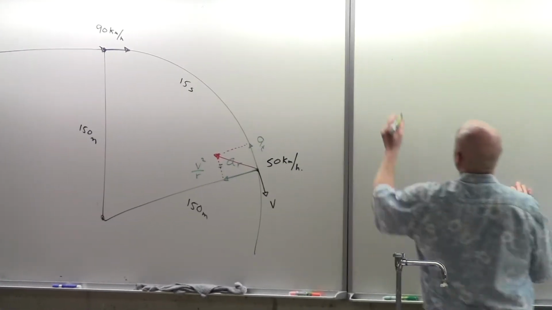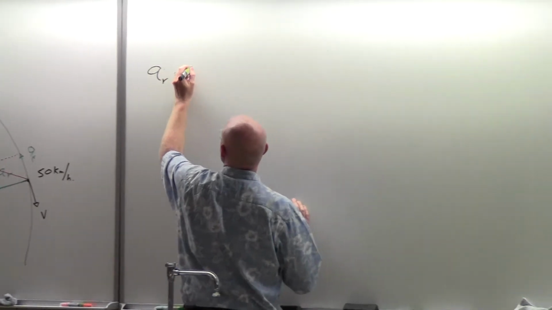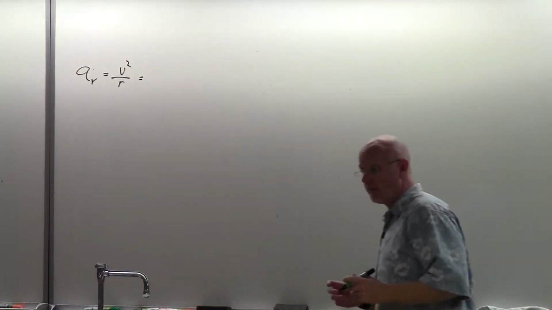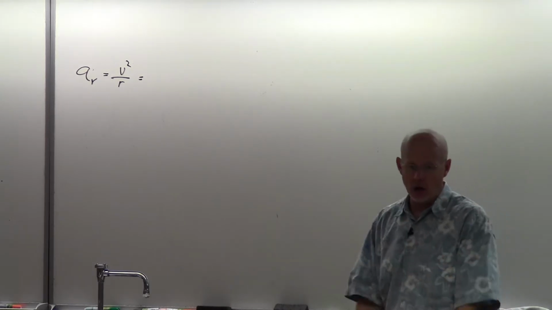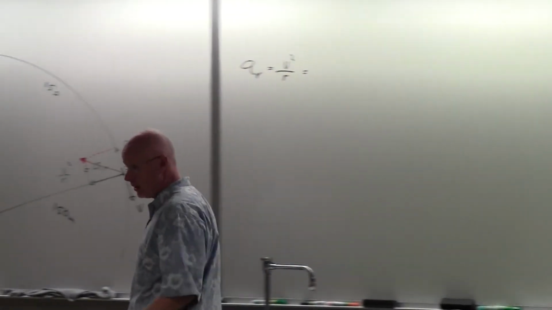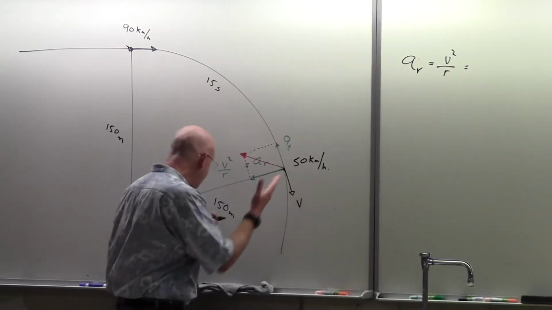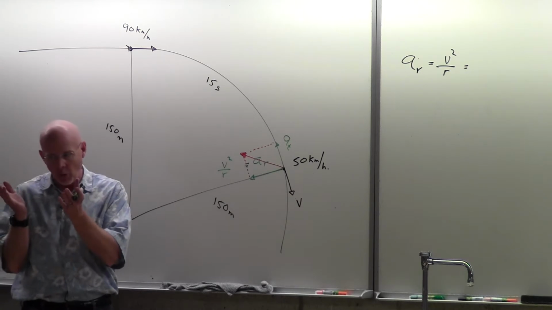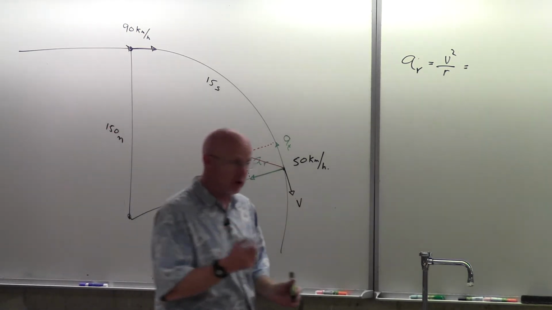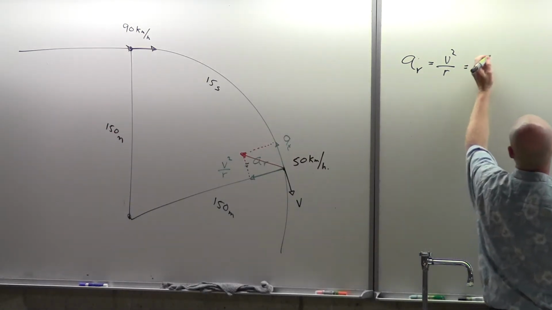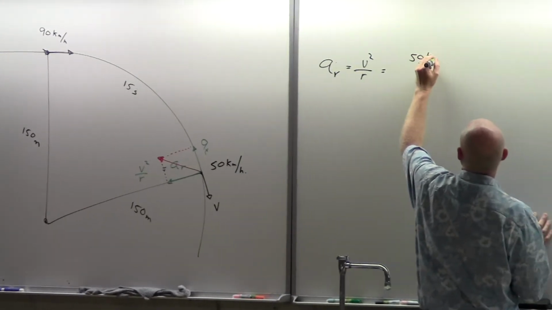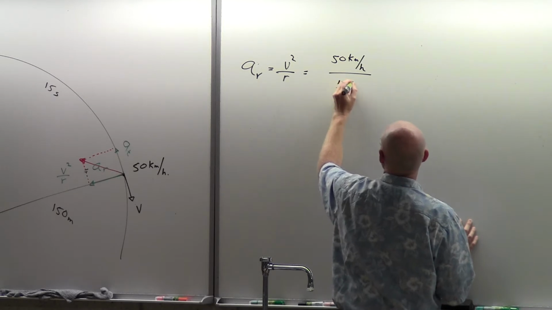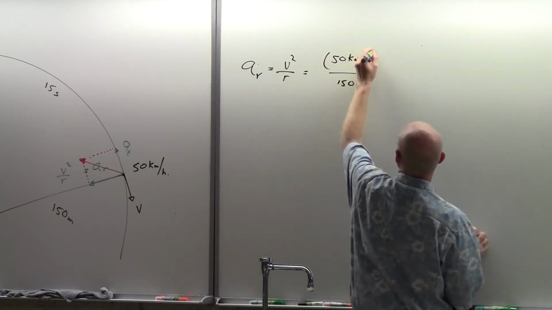For example, the radial part, as we just showed by proof, would be v squared over r. You need to know the speed and you need to know the radius. So that's easy for this problem. You can see why I did this one first. I gave you the speed, I gave you the radius, and now it's just a matter of plug and chug. However, it will take us back to chapter 1. There are some unit conversions here. I'll write it out first by saying the speed is 50 kilometers per hour and the radius is 150 meters.